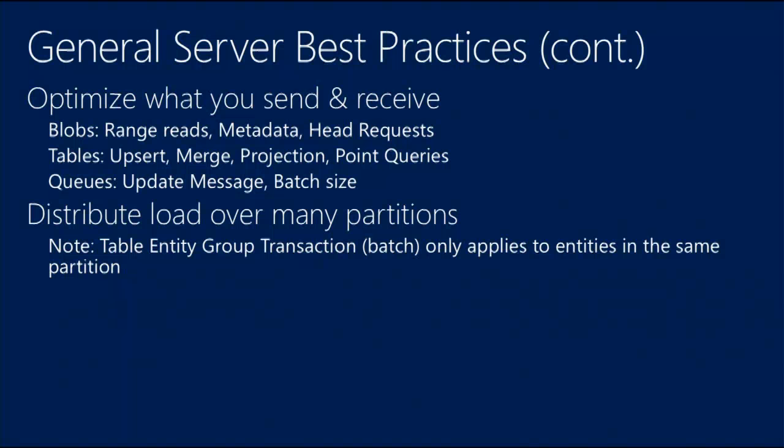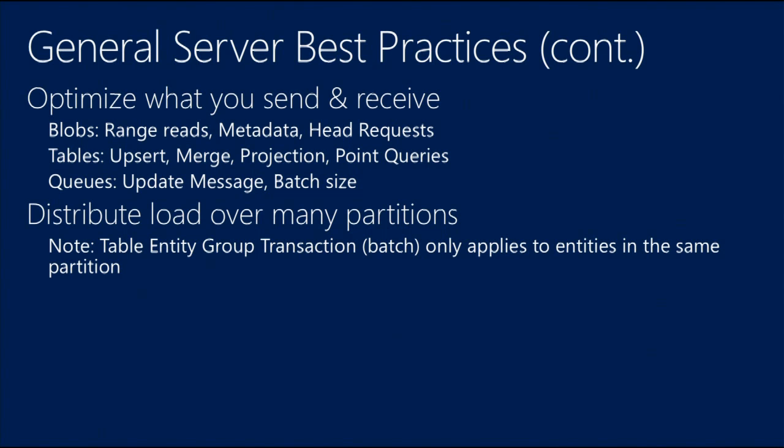Distribute your load over many partitions. So going back to that scale demo, if you target your data access to always be a single partition, you're going to be limited by a single server. So for example, for tables, if I used a constant for the partition key, that means all the data for my entire table will only ever be served by one server, and a single partition's scalability target is 2,000 entities per second. That's fine if I can live within that target, but you may consider using a better partitioning strategy for growth over time.